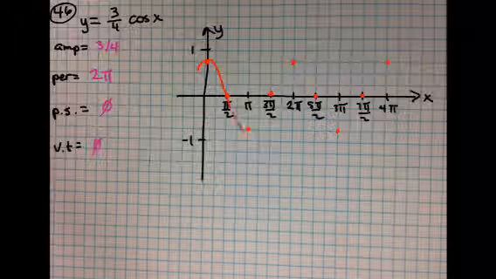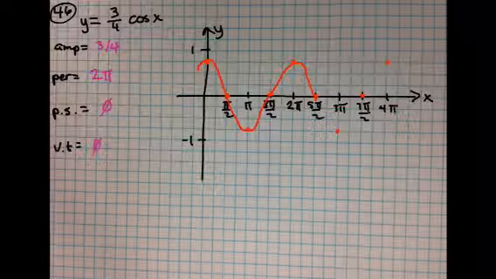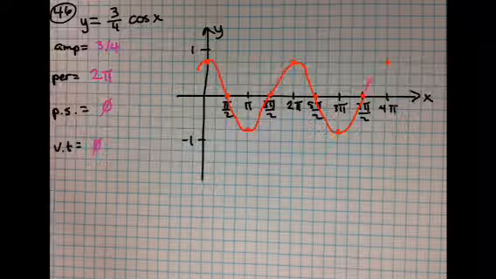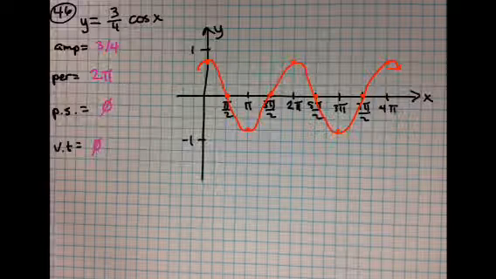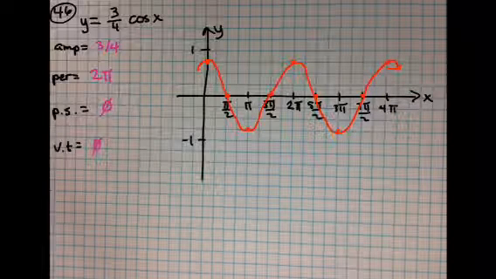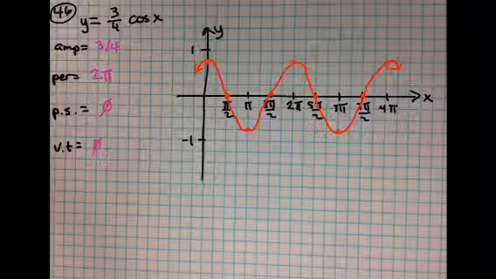Remember for cosine that at the ends, don't go up at the end. It curves back down. Same thing at the beginning. Make sure that you're coming in from the bottom up.